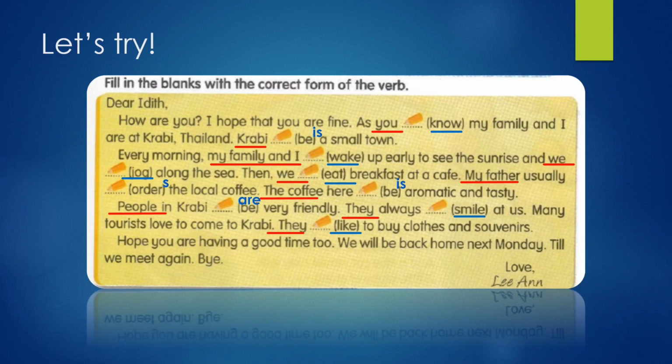Okay, so the last paragraph. Hope you are having a good time too. We will be back home next Monday. Till we meet again. Bye. Love, Lee Ann. Alright, so I hope you understand my explanation and I hope that it will help you in doing the exercise. Okay, let's look at the next part.